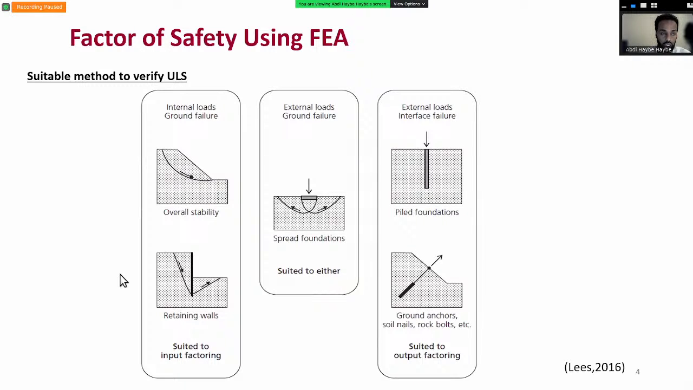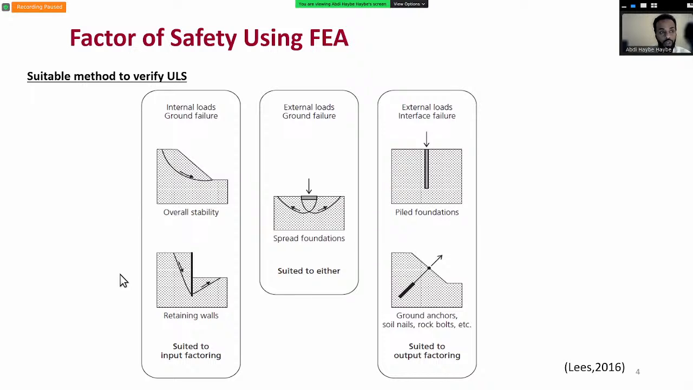Here you can see that for structures like slopes and retaining walls, which are mainly governed by internal loads causing ground failures, input factoring would be suitable. Structures with external loads and interface failures, like piles and ground anchoring, would be suitable for output factoring. And when we have structures like spread footings that have external loads and at the same time face ground failures, either one would be sufficient.